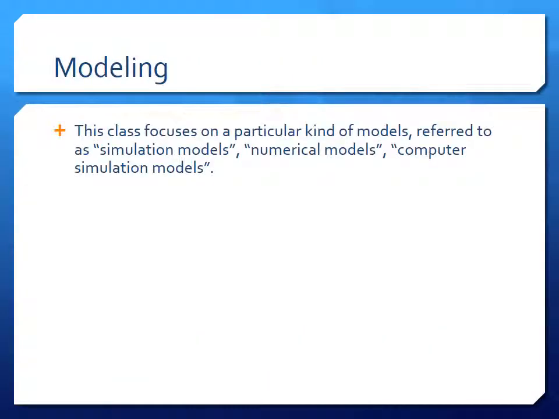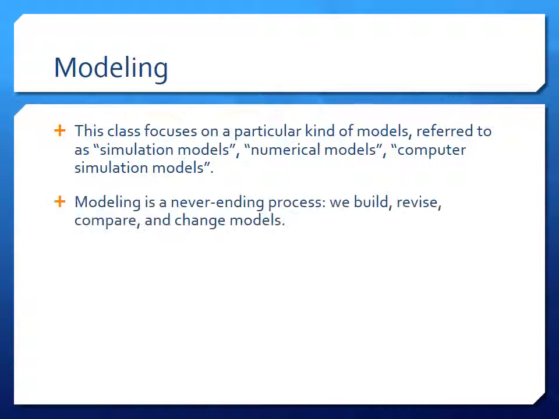Now, this class focuses on a particular kind of models referred to as simulation models. Other ways you can hear them referred to are numerical models, computer simulation models. If you look at this cycle that we just described, modeling is really a never-ending process. We build, we revise, we compare, and we change models. Because we're modeling systems that change over time, like the examples that we mentioned last time, the modeling process in itself cannot be considered a static process. It's a dynamic process in itself.